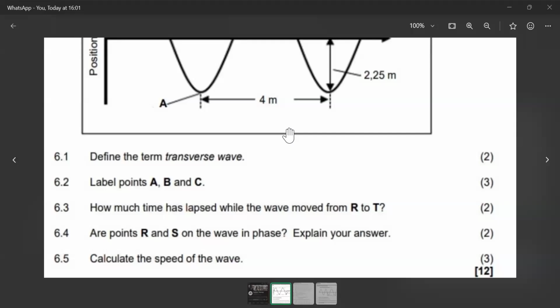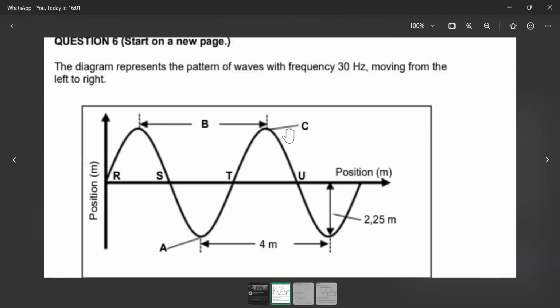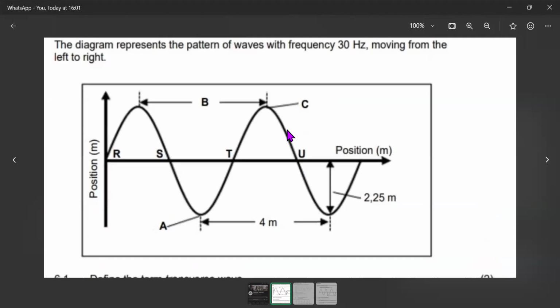Now, the next question says, are points R and S on the wave in phase? And please explain your answer. Why do you say those 2 points are in phase or not? So let's look at those 2 points. Well, this is the point R and this is the point S. Now, are these 2 points in phase? No, they are not in phase.